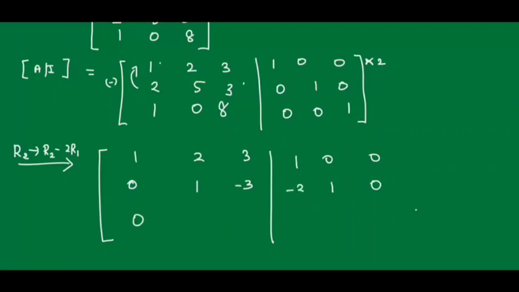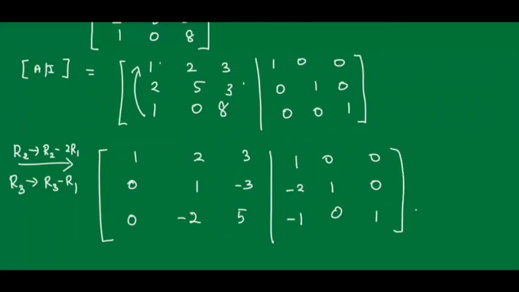So the last row I'm going to change here: R3 to R3 minus R1. Now we are going to subtract R1 from R3. So 1 minus 1 is 0, 0 minus 2 is minus 2, 8 minus 3 is 5, 0 minus 1 is minus 1, 0, and 1 minus 0 gives me 1 here.